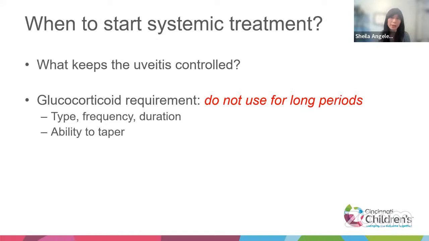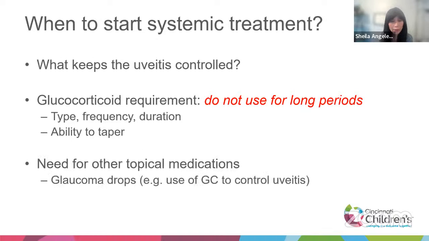If a family comes to me and says, we've been on topical corticosteroids, but every time we try to taper, we have a flare in the uveitis. Or they may tell me we're never able to taper off of it. And the other thing I like to think about is whether or not they need other topical medications. So are they on glaucoma medication drops or orally, secondary to the use of persistent glucocorticoids to control uveitis? So even if the child, for example, is on topical glucocorticoids for less than 3 drops a day, if they're needing glaucoma drops, then that tells me that you probably need to start systemic treatment.